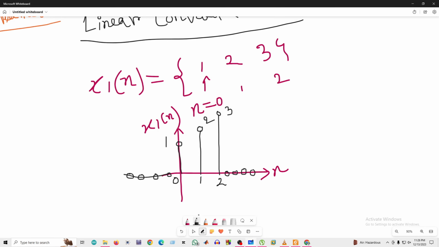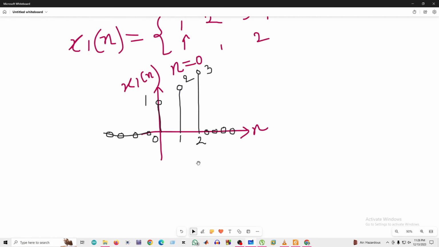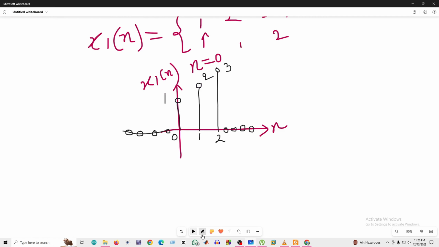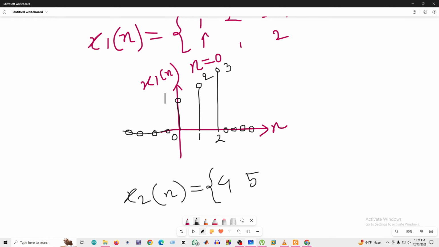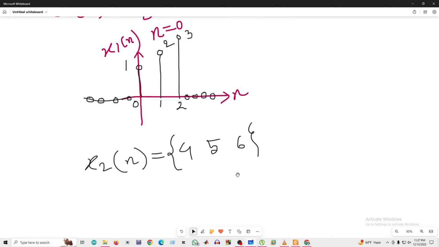So this is a finite sample, and this is your signal, and this is a discrete time signal. Okay, so let's consider we have another sample signal, which is x2 of n. Let's consider the signal 4, and then 5, and then 6. So this is actually your sample signal.